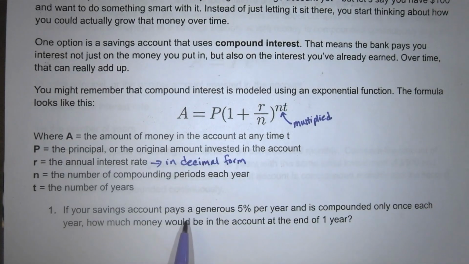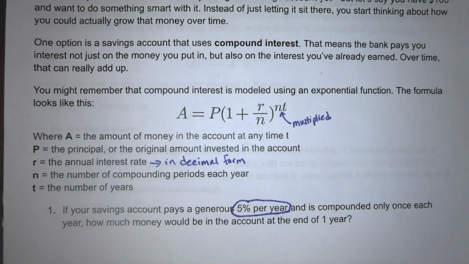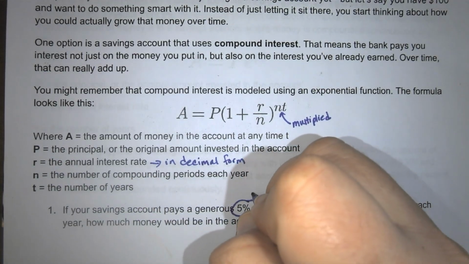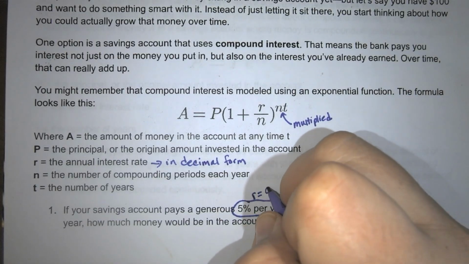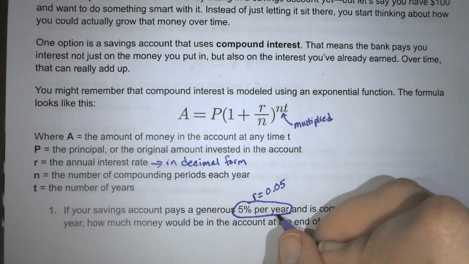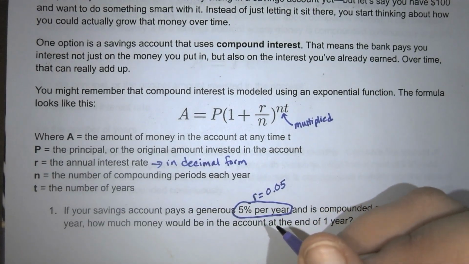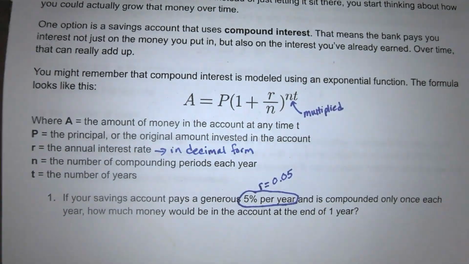So if your savings account pays a generous 5% per year, this number sticks out to me, not just because it's a number, but because I see the percent sign, which tells me that that's a rate. So that's going to be our annual interest rate. That's our R, and we have to put that in decimal form. So R is not going to be equal to 5, but it will be equal to 5 out of 100, which is 0.05. So annotating this also shows that you understand what you're reading and how that translates into the math we're doing, which is super important for criterion D.